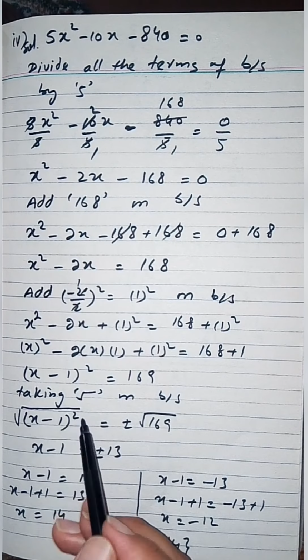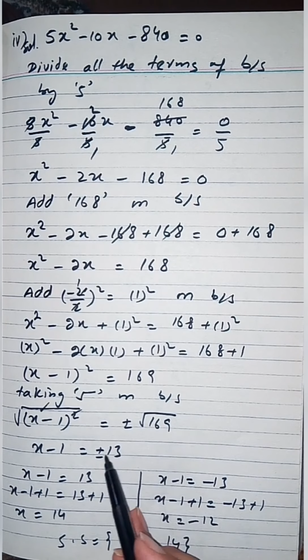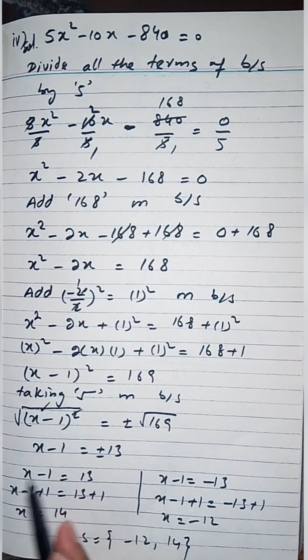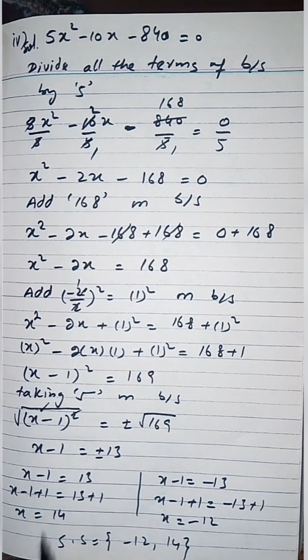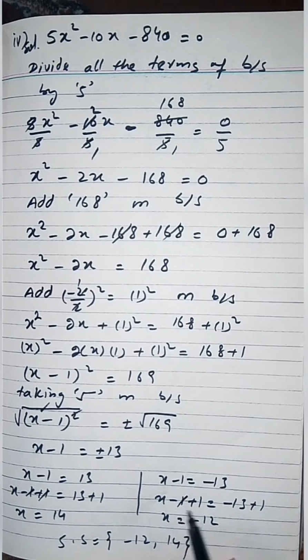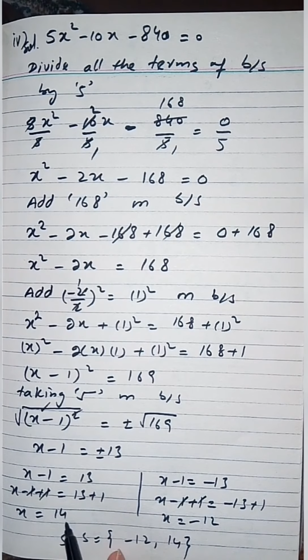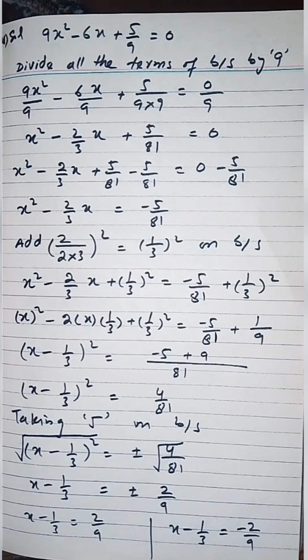Taking square root on both sides, these two cancel with each other, and here the square root of 169 is 13. Now we can write it plus 13 and minus 13. Now add 1 on both sides, these two cancel each other, and here these two cancel each other. Here we get 14 and here 12 minus 12. So 14 and minus 12 is the solution set of this part.